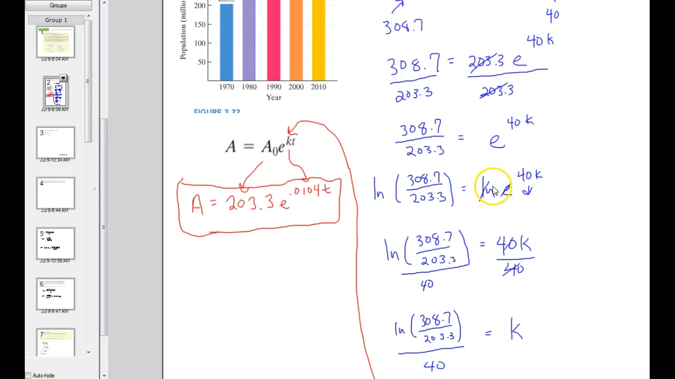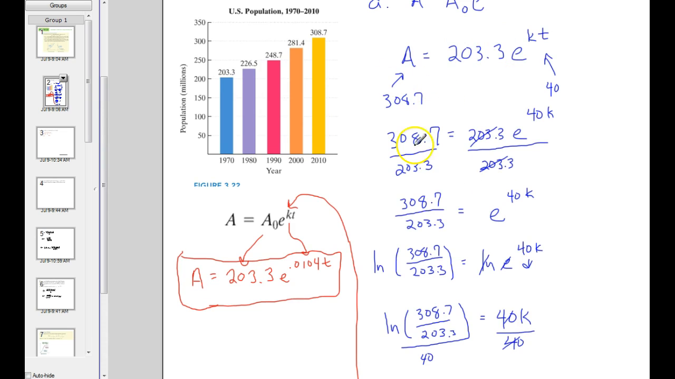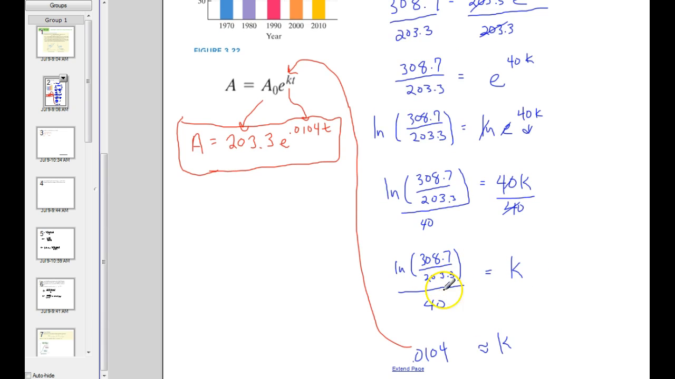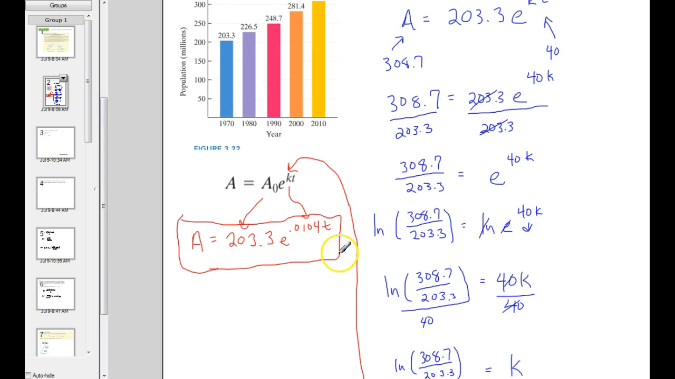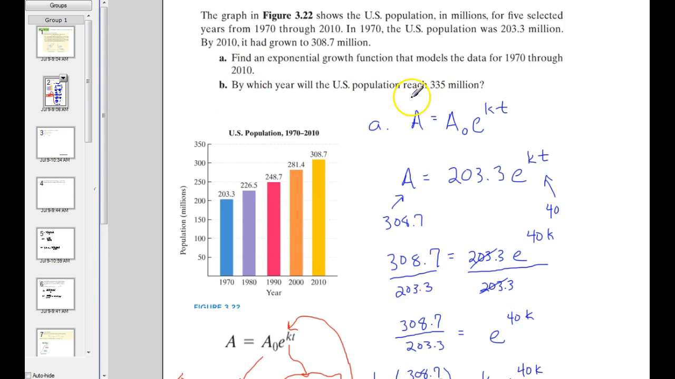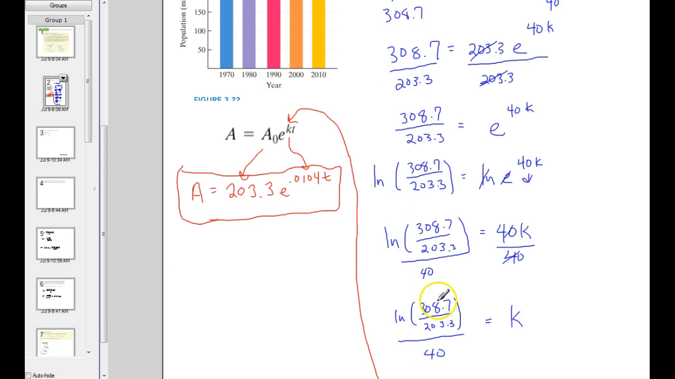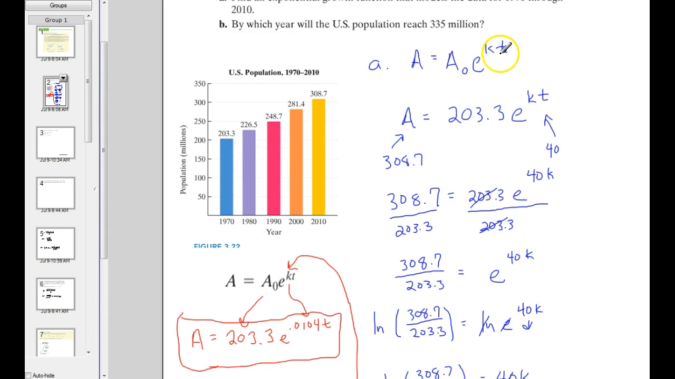So we use the information given, we plug in, and we end up going through here and solving for the value for k, and then once we get k, we have our model, and we're ready to use it to do part B. Okay, now let me show you this. Your work when you solve for k in one of these, you plug in the information given. Your work is always going to be the same.